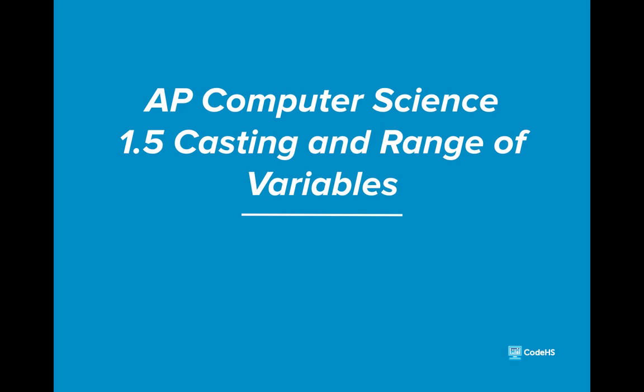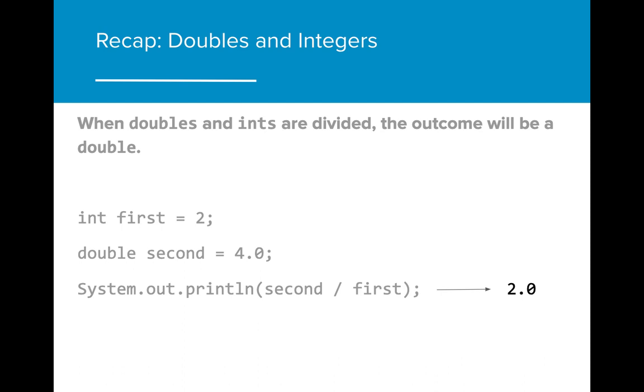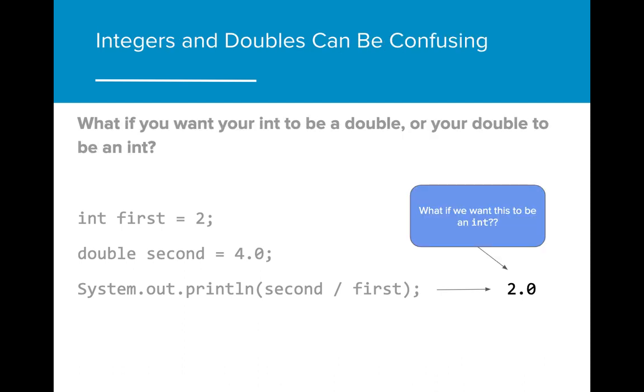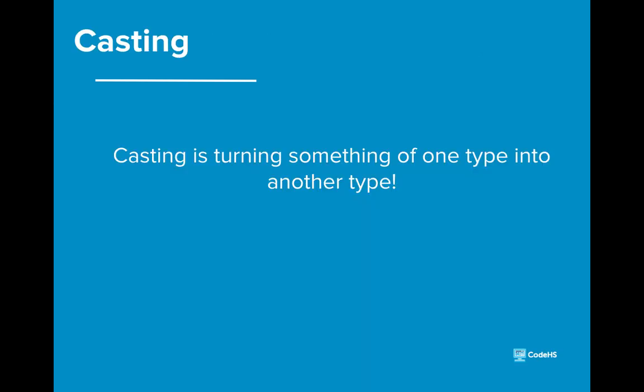Hi, in this lesson, we're going to look at casting. We know that doubles and ints can be involved in arithmetic expressions. If a double and an int are involved in the same expression, the result is always going to be a double. But what if we want the outcome to be an int? We can actually change the data type of a value through the process of casting.